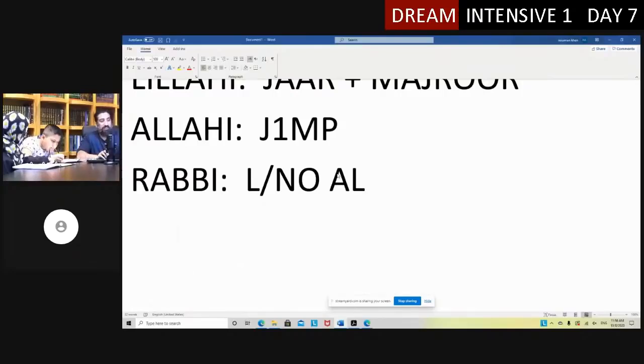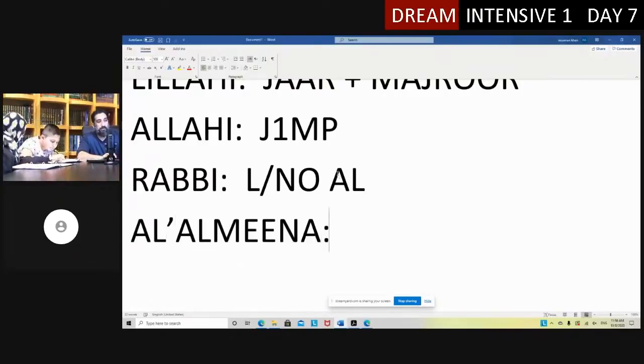And since I'm on that investigation, I'll come back to Rabbi, but al-alamina, could it be jar? Ina. It's nasab or jar, right? But because it's next to a mudaf candidate, I'm gonna go with jar.